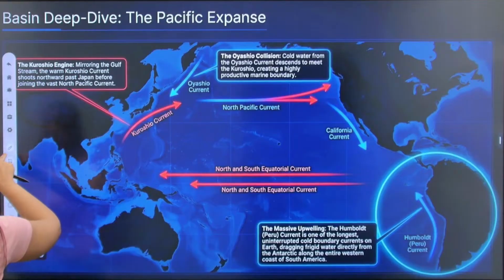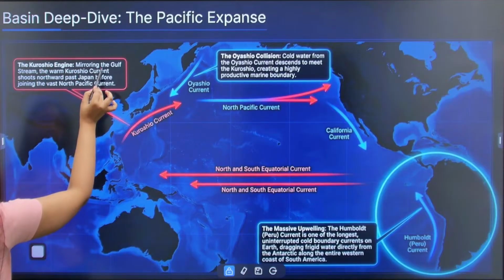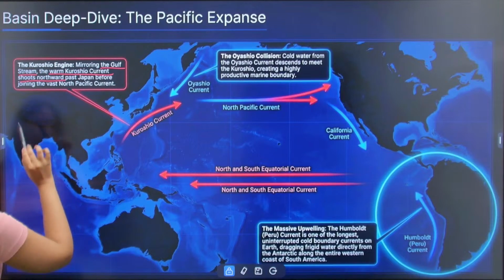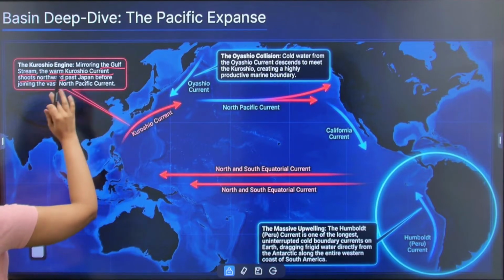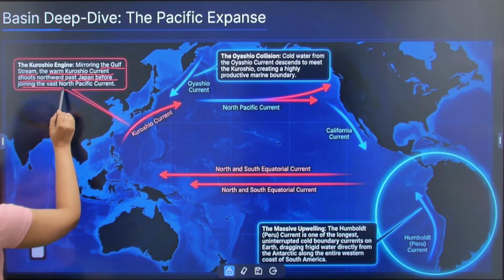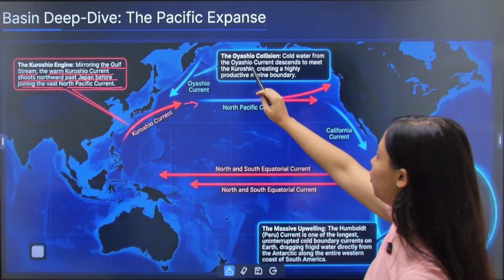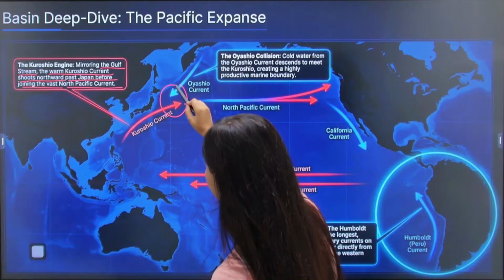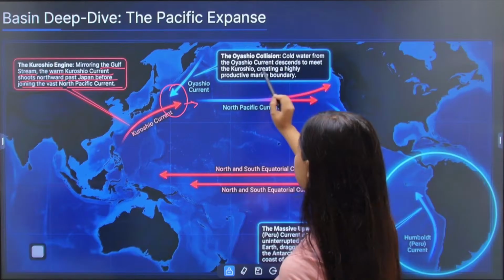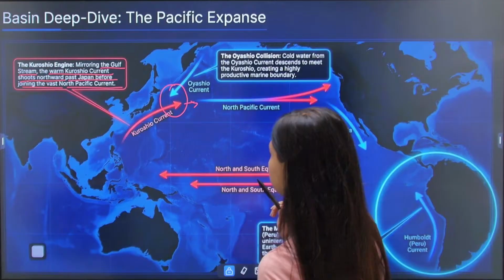In the Pacific, we have the Kuroshio current mirroring the Gulf Stream. The warm Kuroshio current shoots northward along the western boundary of Japan, right? Past Japan, before joining the vast North Pacific current. It joins here. The Oyashio collision. Here's the collision zone. Can you see? Cold water from the Oyashio current descends to meet the warm Kuroshio, creating a highly productive marine boundary here. The collision causes the creation of a marine boundary.